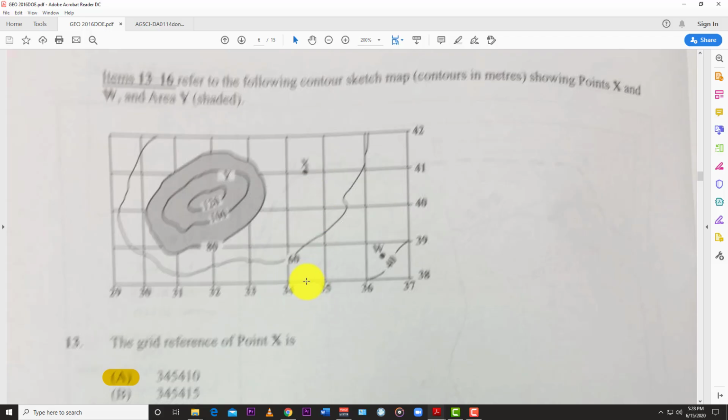That's the eastings. Now you look at the northings. We're looking at north, so you look at 41 right here, and then you try to mark it off. It's basically flush, so it's 0. So it's 4, 1, 0 right here.